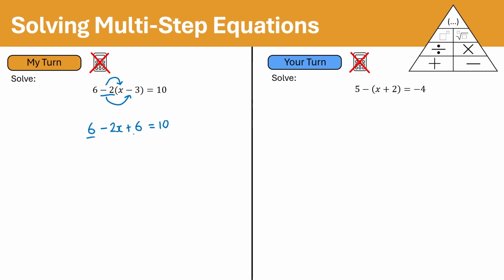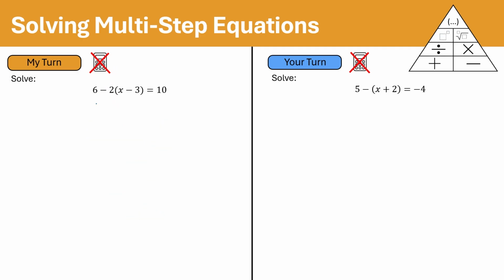Let's tidy up my two numbers on the left-hand side. So I have negative 2x, and I have 6 and 6, which is 12, and that's equal to 10. Then subtract 12 from both sides, leaving you with negative 2x is equal to negative 2, and then divide both sides by negative 2. On the left-hand side, that leaves you with x, and on the right-hand side, negative 2 divided by negative 2 is positive 1, so x is 1.